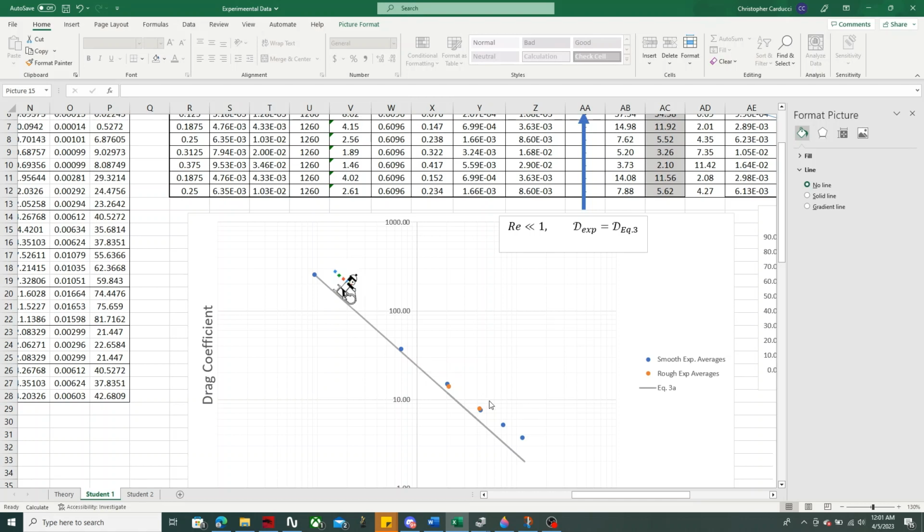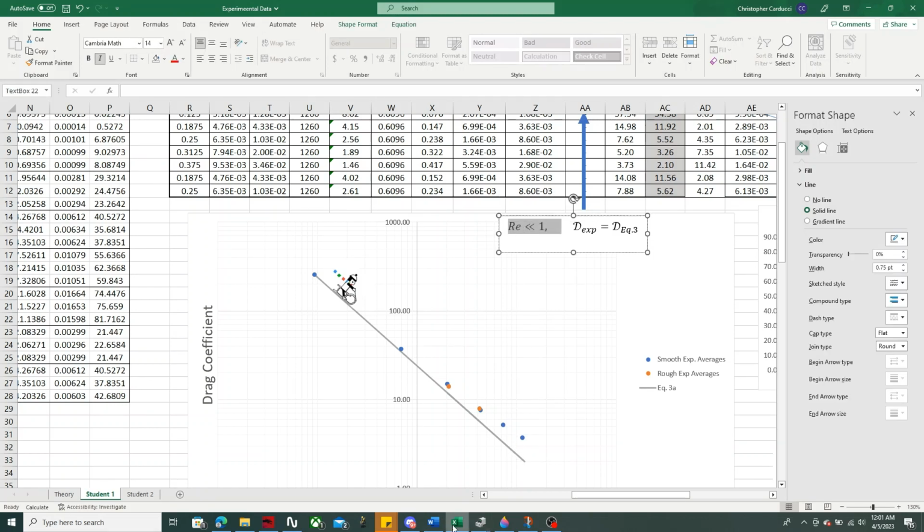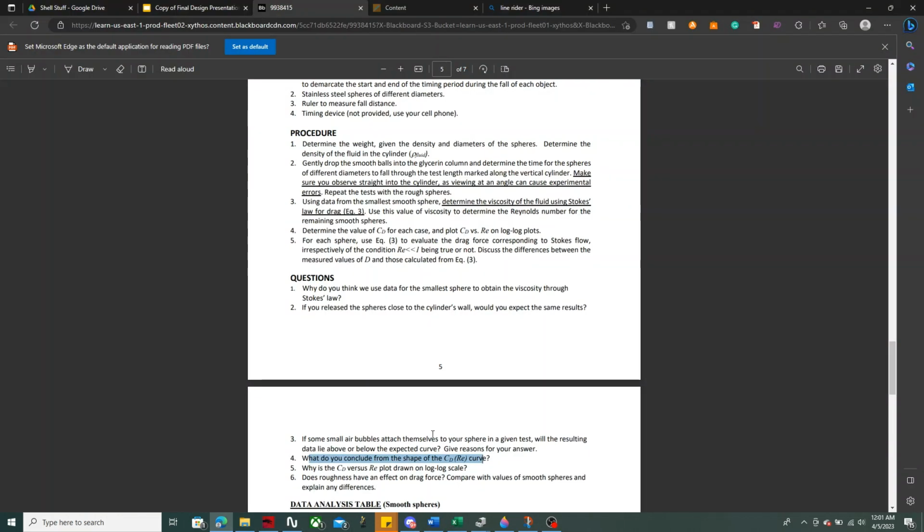See how the points start to deviate away from the creeping flow? Please, I am begging you, when you are writing your conclusion and discussion answers, talk about how it deviates the faster you get, because you're violating this condition worse and worse and worse. Okay, so that's how you answer that question.